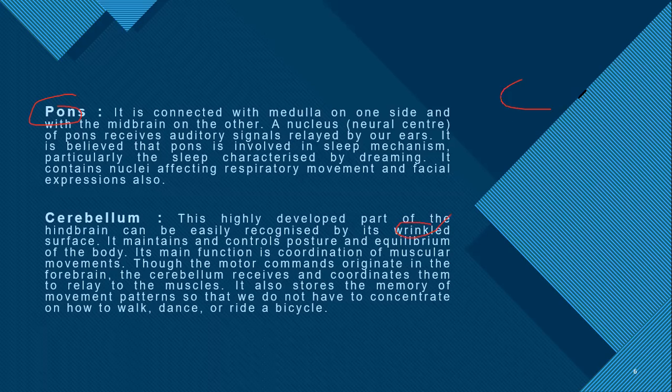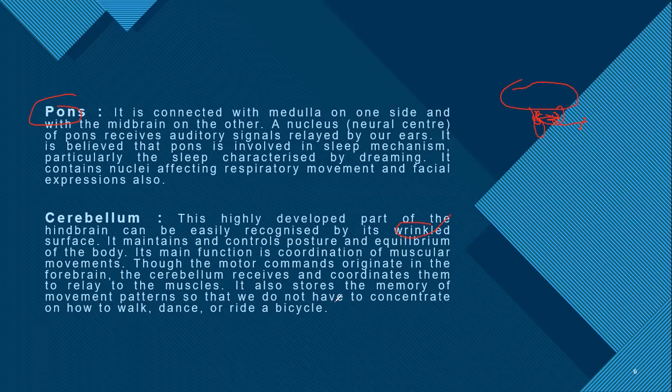That is the leafy structure that is here, that is cerebellum. It maintains and controls posture and equilibrium of the body. Its main function is coordination of muscular movements through the motor commands that originate from the forebrain. The cerebellum receives and coordinates them to relay to muscles.